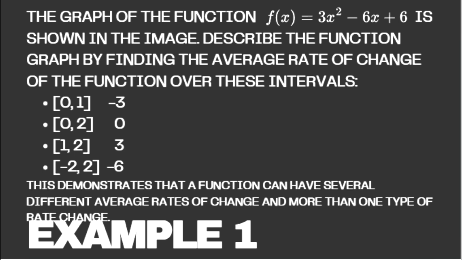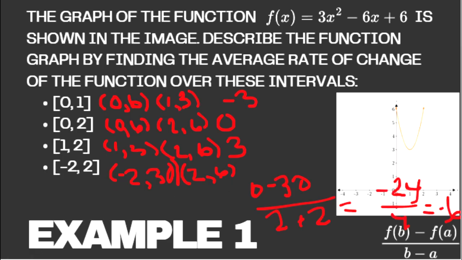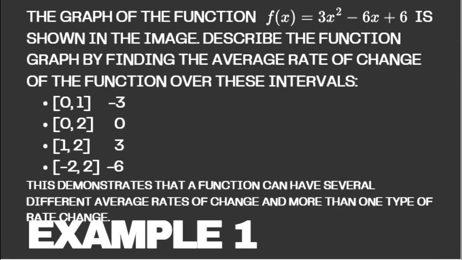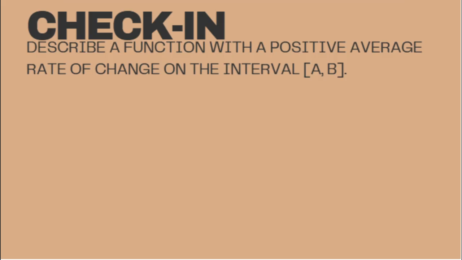This demonstrates that a function can have several different average rates of change and more than one type of rate of change. Over the course of this, depending on which interval you're looking at, you can have very different numbers. So here's a check-in.